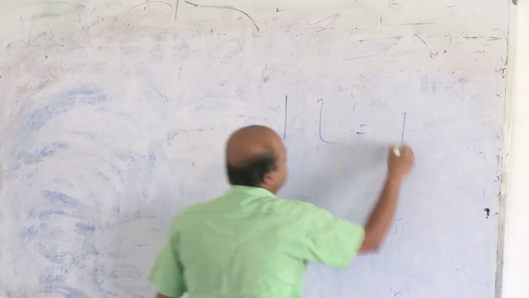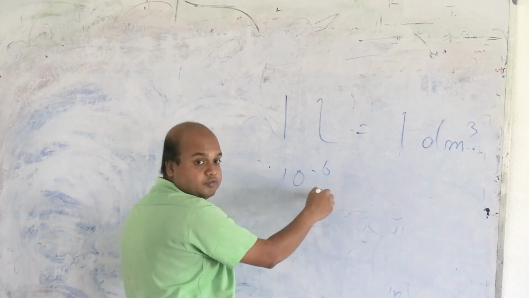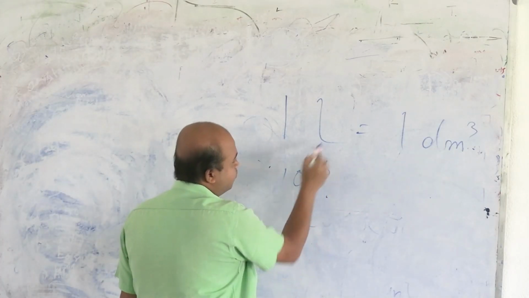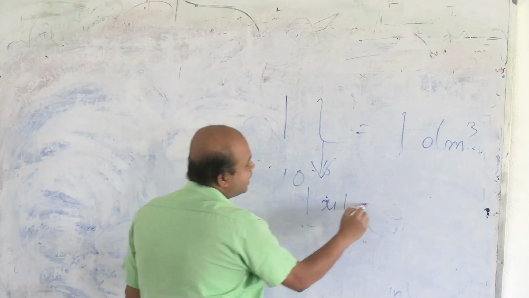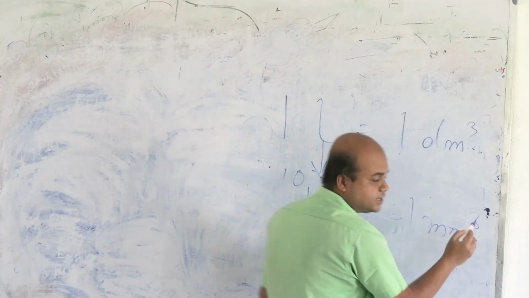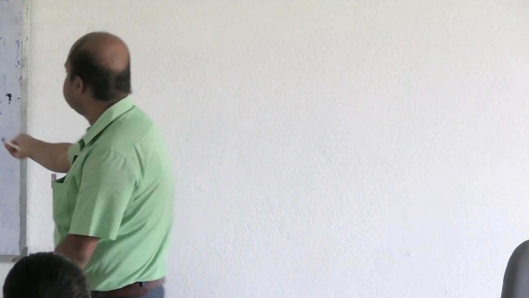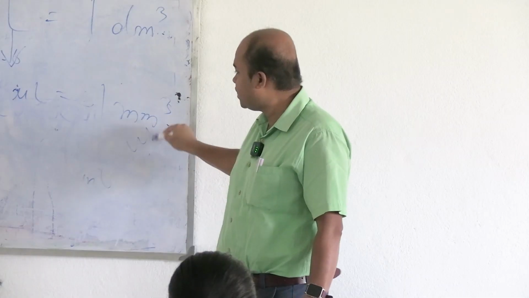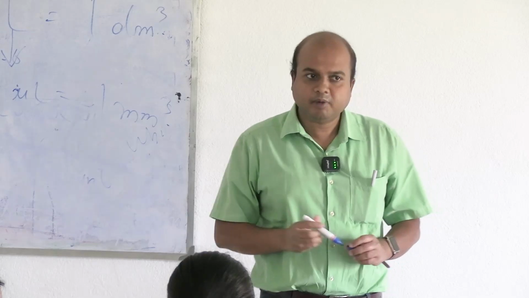We can derive it also. We know this, and from it can be derived, because microliter is 10 to the power minus 6 of this liter. So it can be derived that 1 microliter and 1 millimeter cube are the same thing. In different textbooks, wherever you find blood counts, you will find it is written either per cubic millimeter, or millimeter cube, or microliters. So microliter and millimeter cube are the same thing.